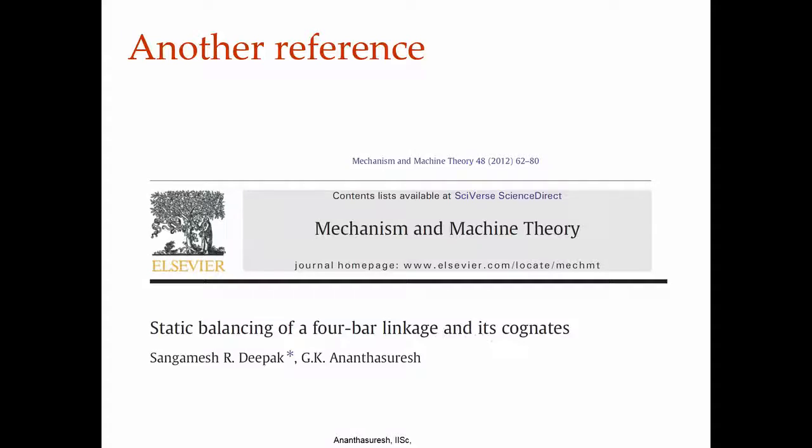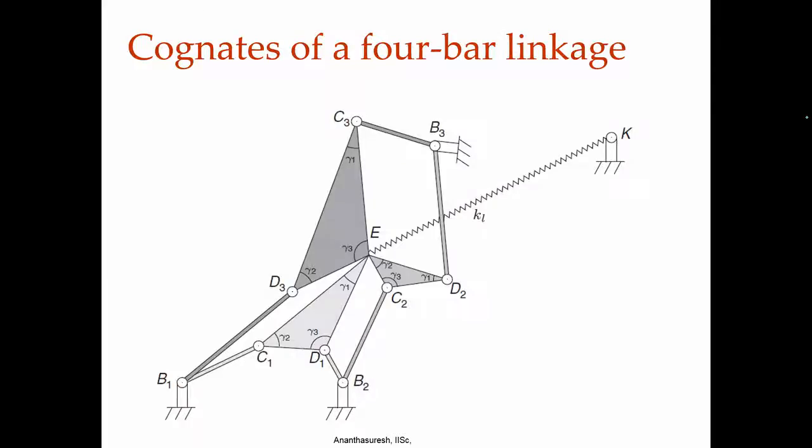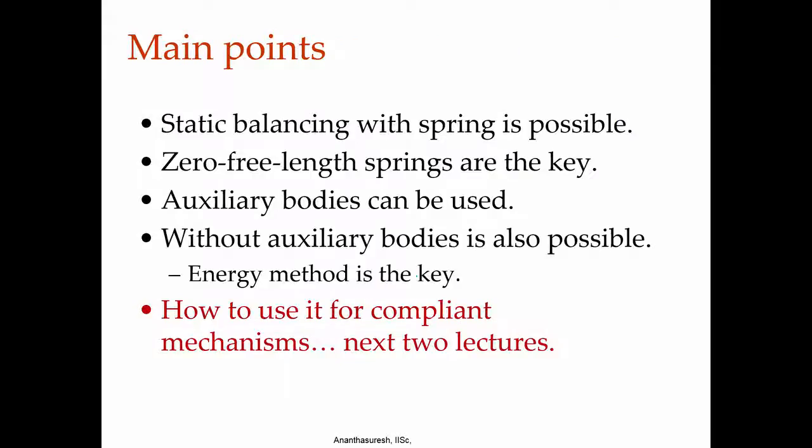Here is another reference where he had used the cognate. If you have a 4 bar linkage, there are 2 other 4 bars that are cognates. If there is a spring load, his method actually said that if you statically balance 1 4 bar linkage, the other 2 Roberts cognates can also be statically balanced. It is just a subtle result in his PhD thesis.